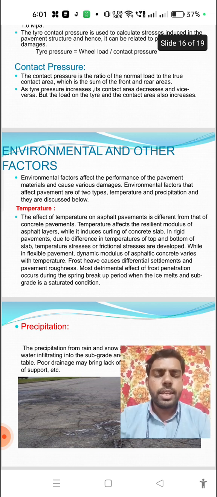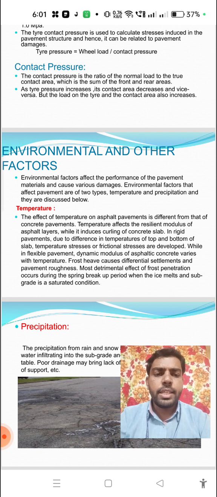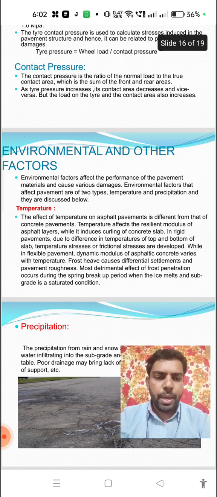The total stresses and the total design of each individual layer should be calculated based on the Indian Roads Congress specification guidelines: IRC 37 for flexible pavement design and IRC 58 for rigid pavement design. These are all considered for the selection of the pavement, and these factors play a very important role in the selection of a particular pavement, either flexible or rigid pavement.